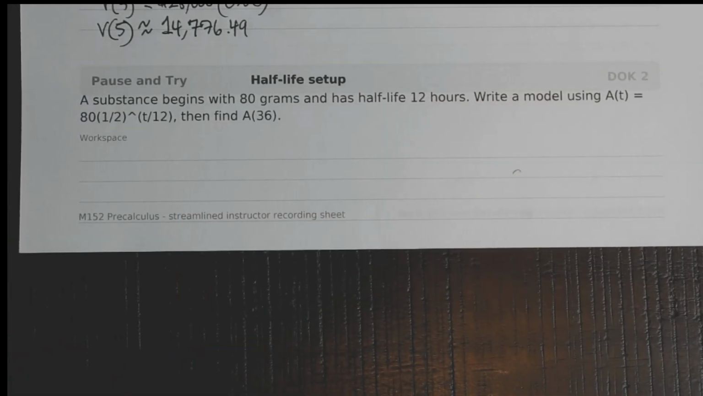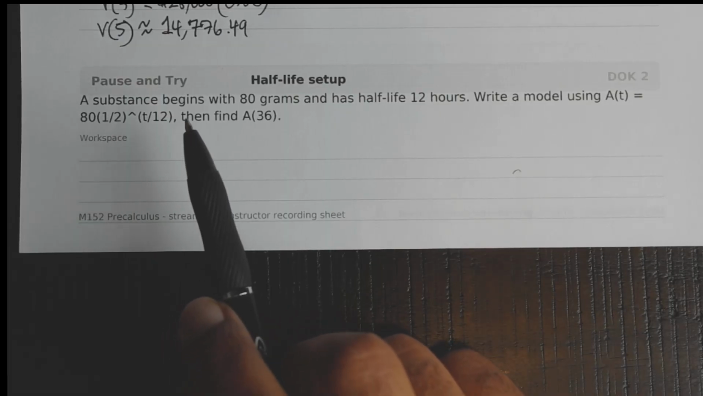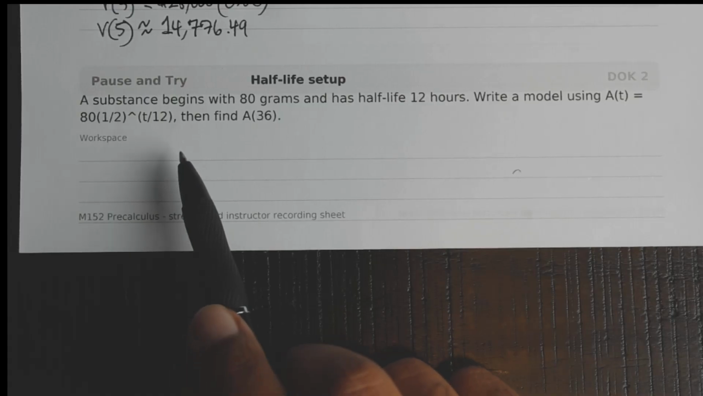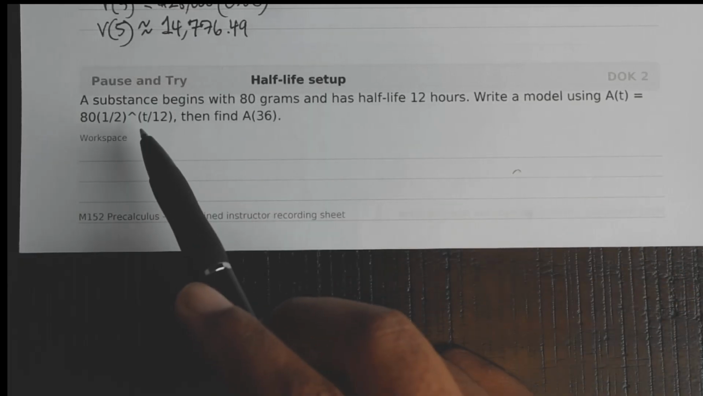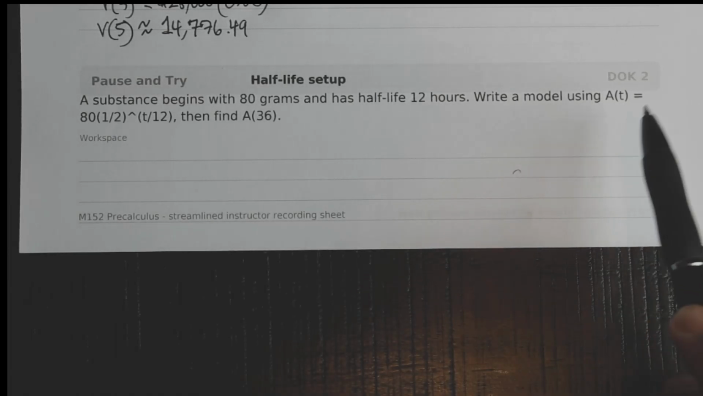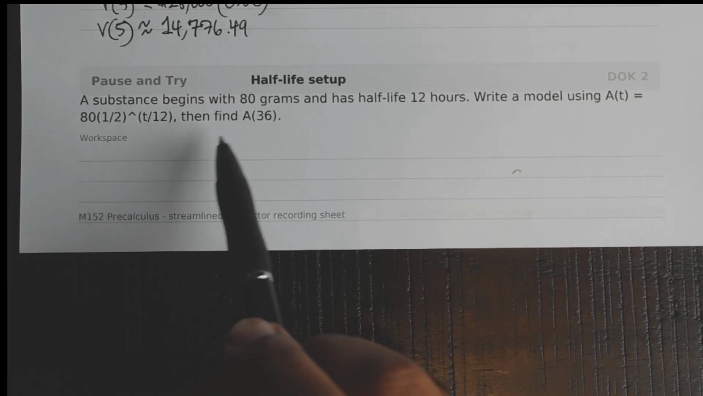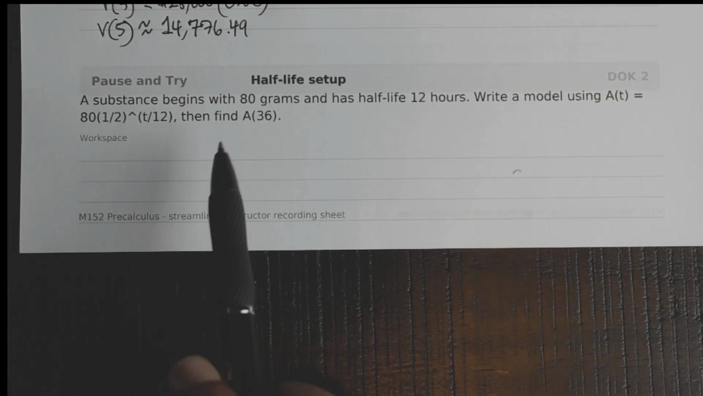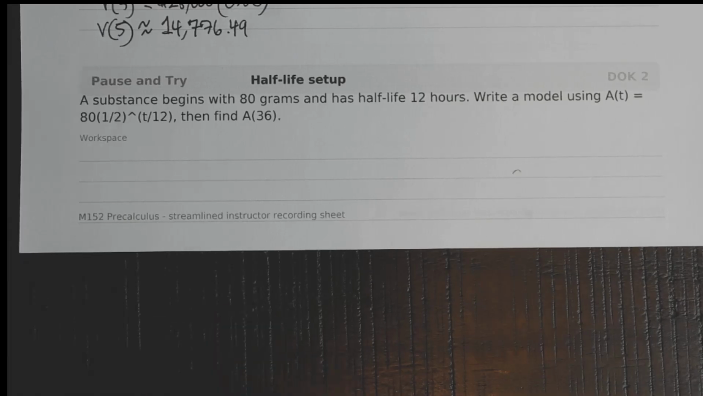Pause and try this. Okay, so the model is already given in the correct half-life form, right? What we need to do after reading this: a substance begins with 80 grams and has a half-life of 12 hours. Write a model using A(t) equals 80 times a half raised to the power of t divided by a half-life. Then find the amount at 36 hours.